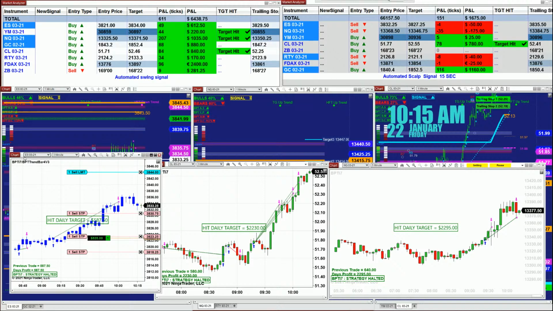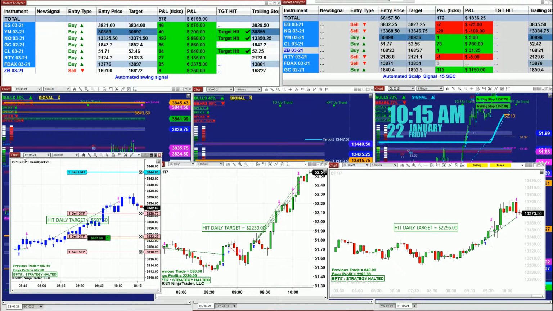So avoid the first trade in the morning, and try to turn on the auto trade, any kind of auto trade, in the morning to make sure the first trade is a winning trade.